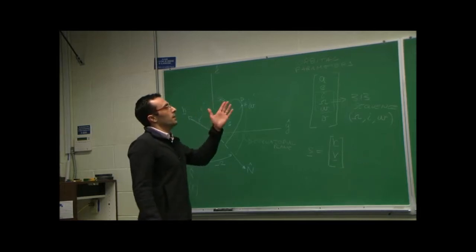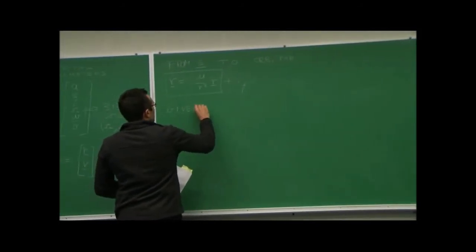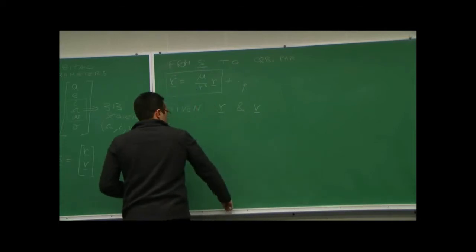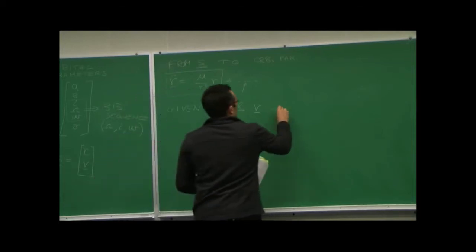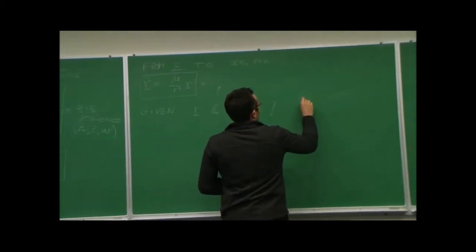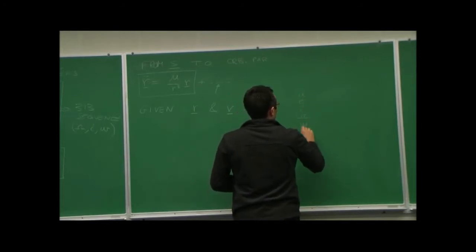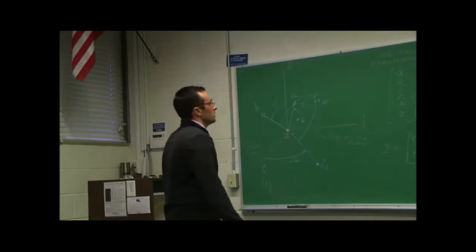So how do I go from S to orbital parameters? That means I am given R and V. Sorry. So I have position and velocity at some given time. And I want to know A, E, I, big omega, little omega, through anomaly. I don't know what these are. So everything I'll do today is really just basic geometry, dot products, arc cosines, nothing more.